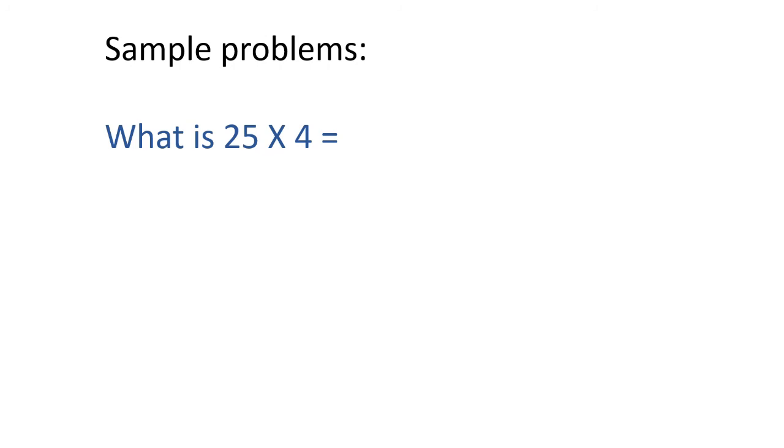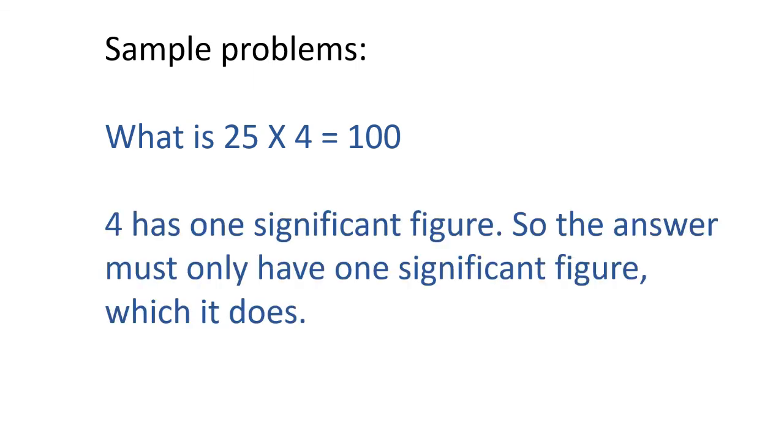All right, here's another sample problem. What is 25 times 4? In the normal mathematical universe, the answer would be 100. 4 has one significant figure, so the answer must only have one significant figure, which it does. That one works really nicely. You don't put a period at the end because then it would have 3 significant figures. So the answer is not 100 period. The answer is just 100. In that case, the 1 is significant, the 2 zeros are insignificant. We'll learn a little bit more about that later.